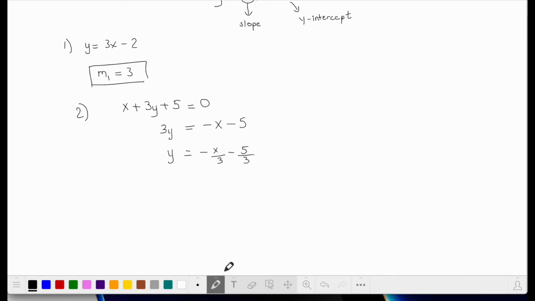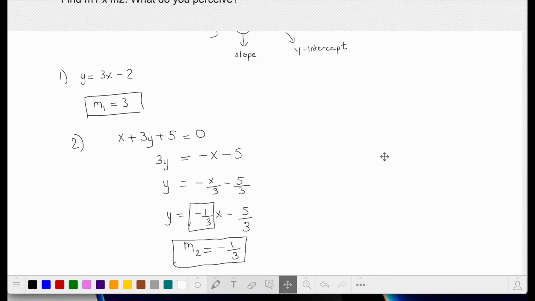For this equation, we can write it as y is equal to negative 1/3 x minus 5 by 3. Now we have the equation in slope-intercept form, y is equal to mx plus c, and so the coefficient of x is the gradient. So negative 1/3 is the gradient of the second equation. So m2 is equal to negative 1/3.